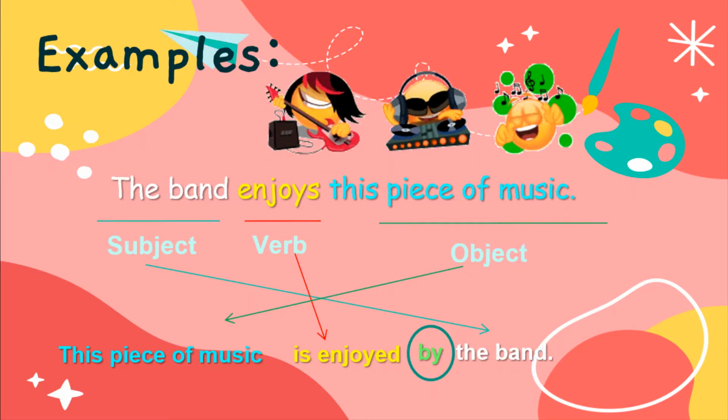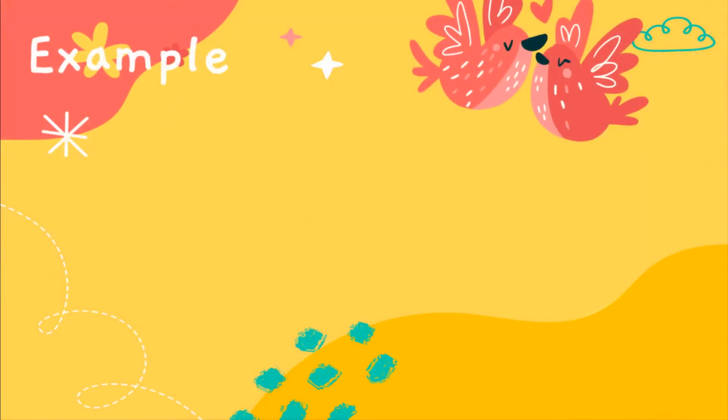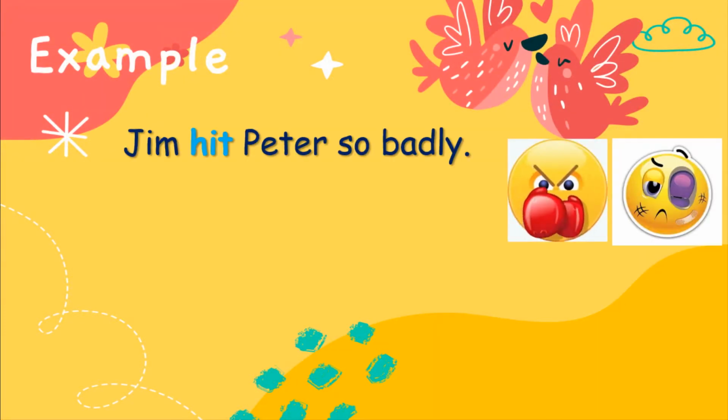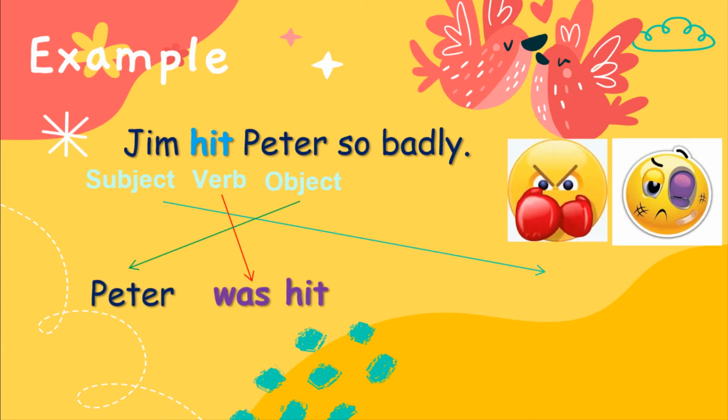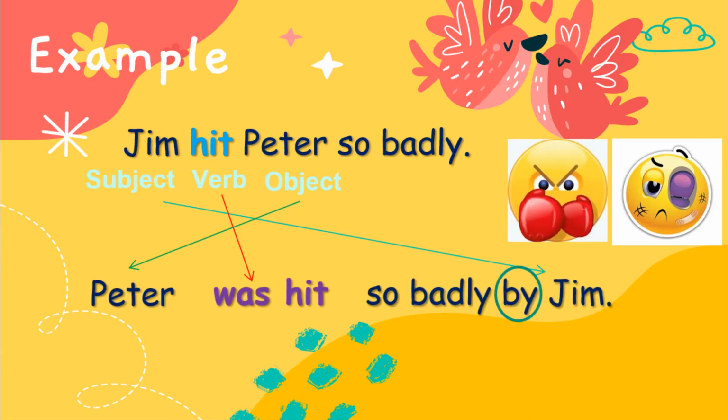Let's have another example. Jim hit Peter so badly. To change this sentence into the passive voice, you have to rearrange the sentence to start with the object, then the verb to be, followed by the past participle of the verb, followed by, then the subject. So it will be, Peter was hit so badly by Jim.